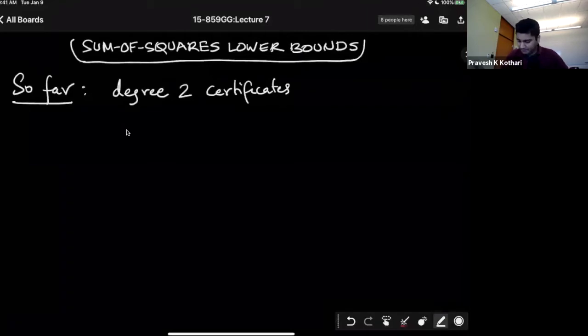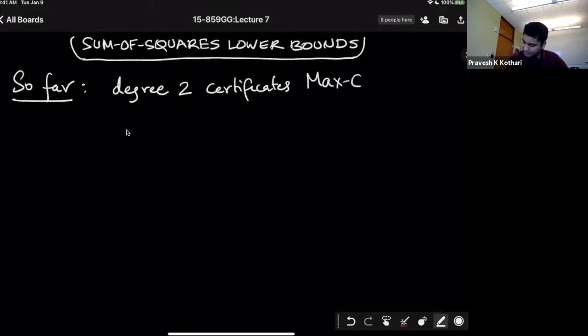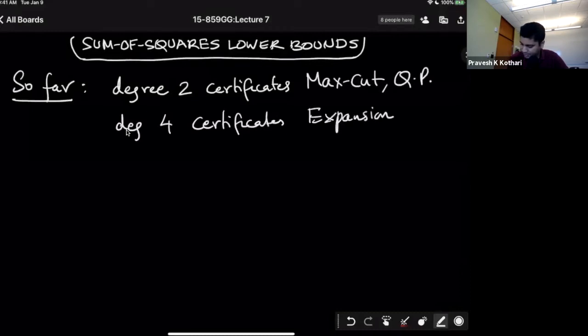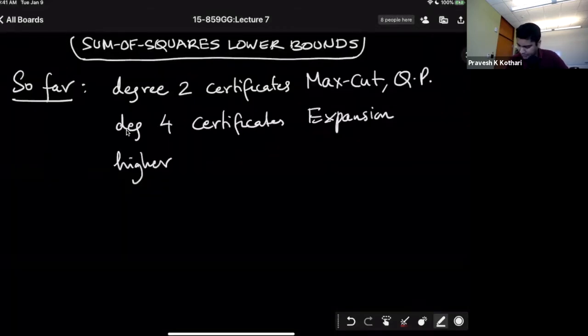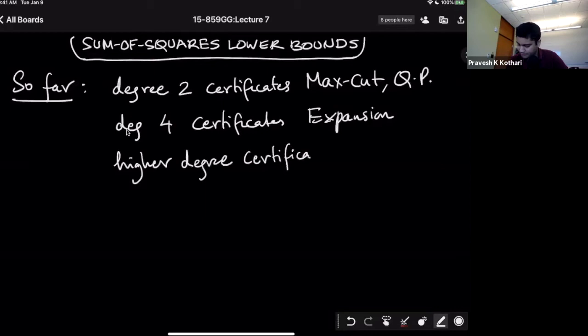All right. So, so far, what have we done? Well, we used degree 2 certificates, and we gave nice algorithms for max cut, and in fact, some generalizations, which I'm just going to call QP for quadratic programming. We also used degree 4 certificates to approximate expansion. And then, in the last lecture, we saw how to generate and prove non-trivial properties of higher degree certificates. And in fact, used to design some new algorithms for some special cases of max cut, etc.